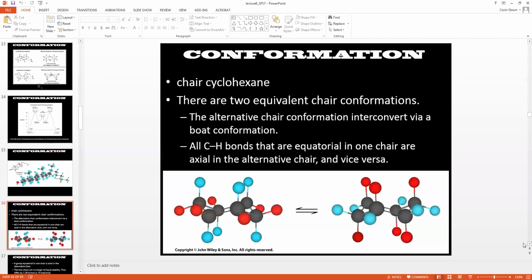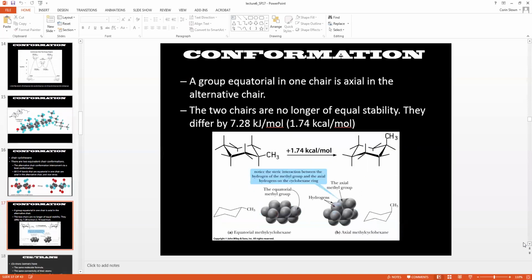So, quick recap. Chair cyclohexanes, there are 2 equivalent chair conformations. They interconvert through the boat. All carbon-hydrogen bonds that are equatorial in one chair are going to be axial in the alternative chair, and vice versa. If we have a group that's equatorial in one chair, it's going to be axial in the alternative chair.